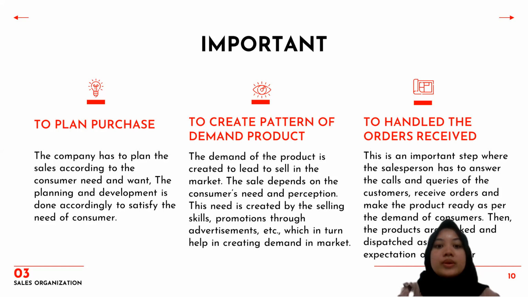The second is to create a pattern of demand for the product. The demand for the product is created to lead to a sale in the market. When a product is manufactured in a factory, it is not sold automatically. A salesperson shows the product to the consumer, but even they cannot force the customer to buy the product. The sales depend on the customer's need and perception.